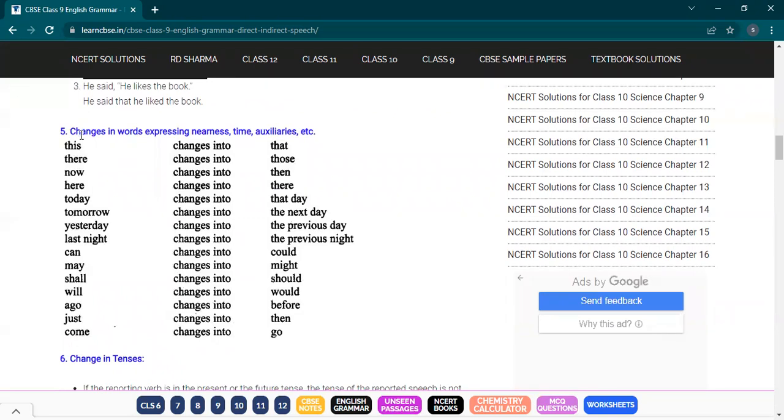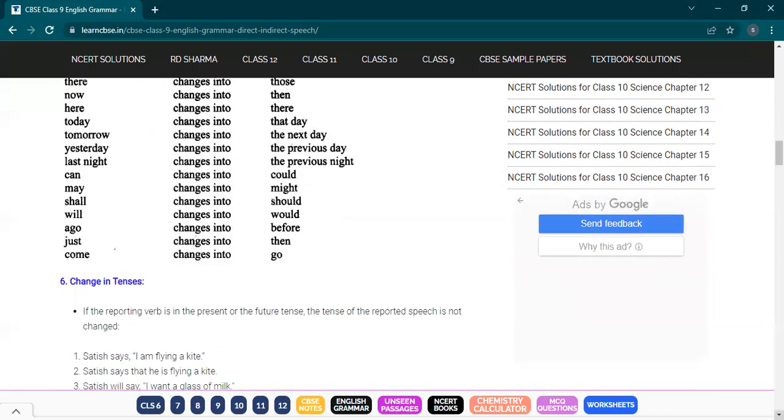Changes in words expressing nearness, time, auxiliaries, etc. Now, the words, you know, which express nearness or the position of the thing or time, etc., they change. Now, this changes to that. Again, there is one table in your grammar book that you have to learn, that which word changes into another word. This, that; here, there; these, those; now, then; today, that day; tomorrow, the next day; yesterday, the previous day; last night, the previous night. Can, could: all the modals, you know, can, may, shall, will, they take their past form only, always remember. Can changes to could, may to might, shall to should, will to would; ago, before; just, then; come, go. So that again, you have to learn.